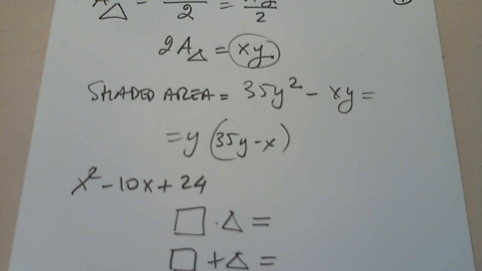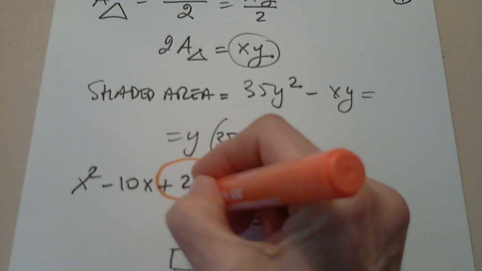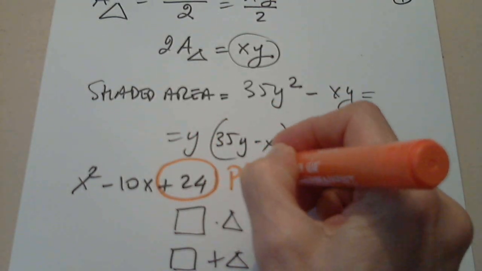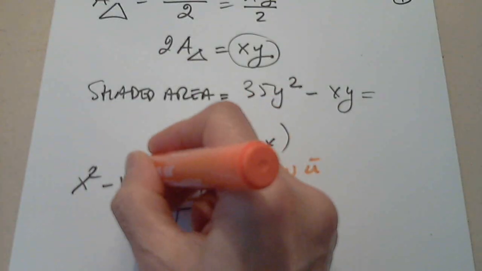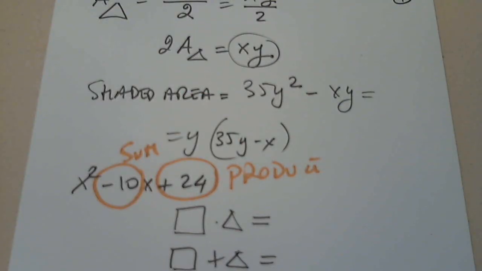X squared minus 12 plus 3x. So what we need to remember is that this is the product and this is the sum. Notice that you have to take the numbers with a sign in front. You cannot disconnect them. Good.